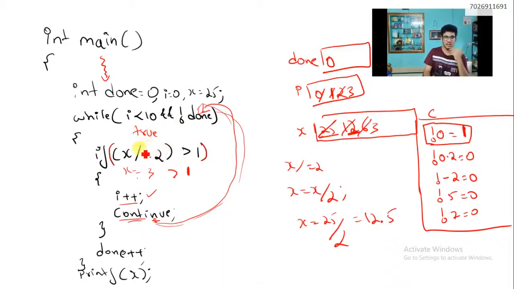Okay, then what will happen? You are checking this condition. You are telling x is equals to x by 2. What's the old value of x? Old value of x is 3. Right? What is 3 by 2? 3 by 2 is 1. Where are you storing this 1? In the x. So your x will become 1.